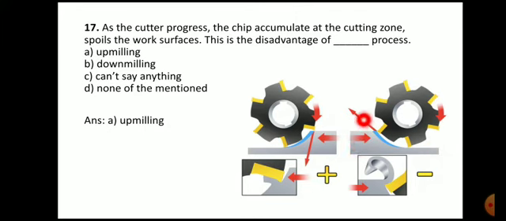So your chips will get accumulated here. Okay, so as the cutting progresses, the chips get accumulated in the cutting zone. This is nothing but the cutting zone, and here the chips get accumulated and this spoils the workpiece surface. So this is the disadvantage of upmilling.